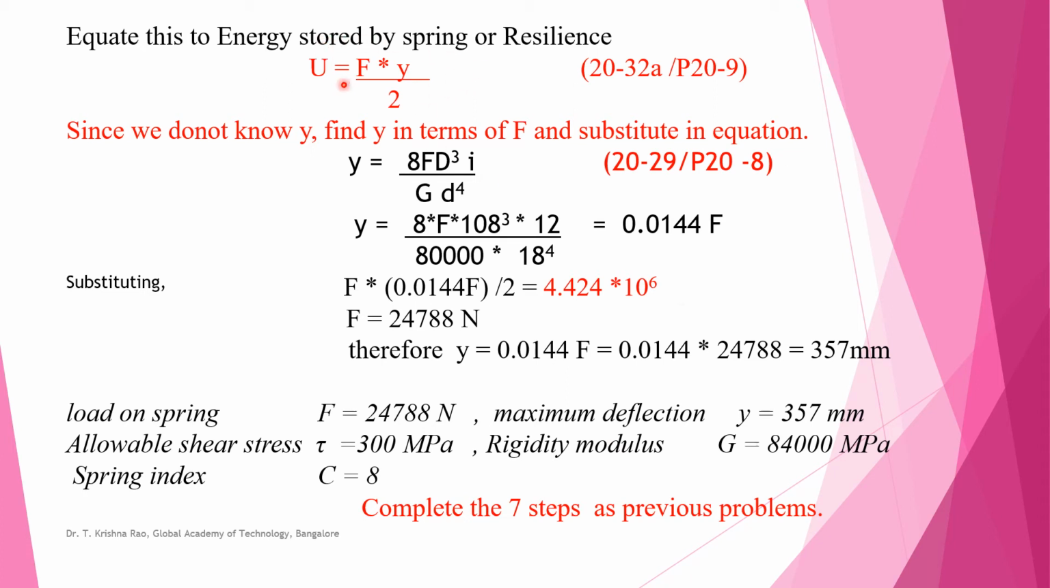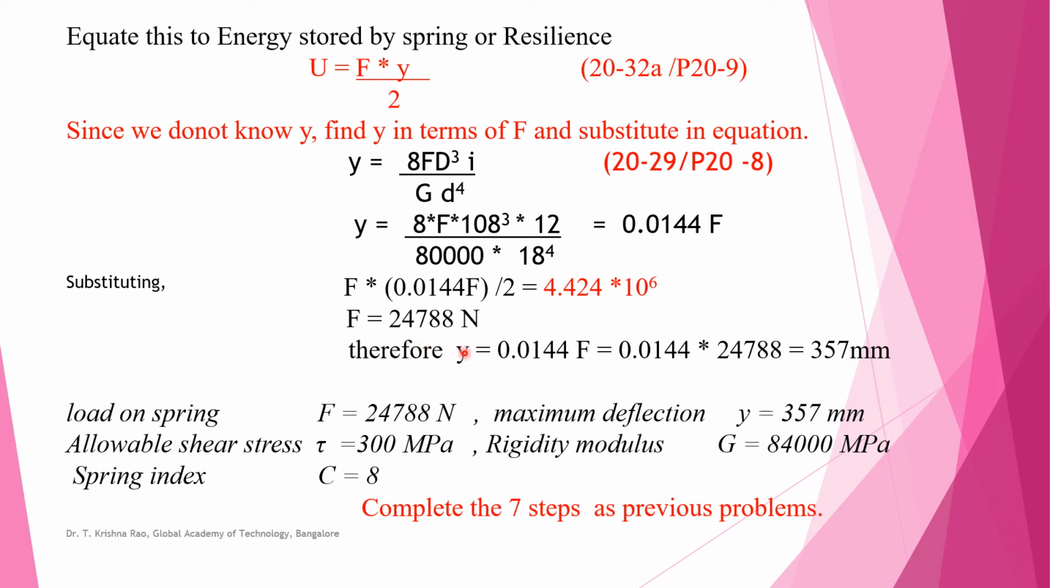Equate this to again resilience. Resilience is always Fy by 2. We equate this Fy by 2 and then the given kinetic energy. But unlike the previous problem, we don't have the Y value with us. So we have a relation between Y and F given by the deflection equation. We substitute the values and find Y as 0.0144 F. This we substitute in this equation, F into Y by 2, that is resilience, equal to the given value of kinetic energy. So F value we get.